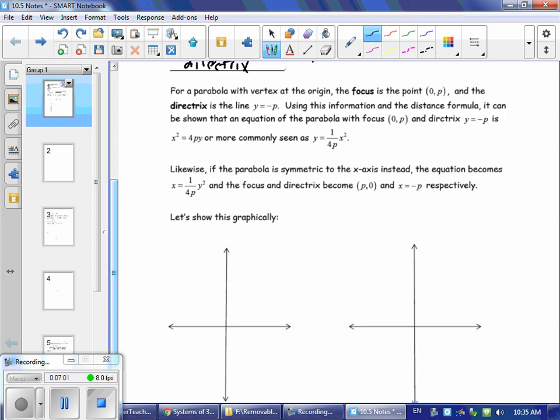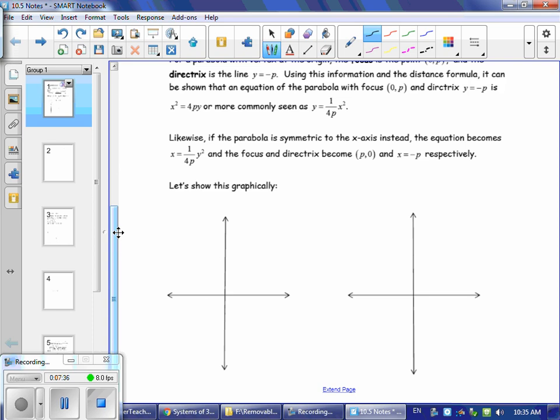That's kind of the equation that's given, more commonly seen as y equals 1 over 4p x squared, where 1 over 4p is going to be the coefficient of x squared. All right. Likewise, if the parabola is symmetric to the x-axis instead, the equation becomes x equals 1 over 4p y squared. And the focus is (p, 0) instead of (0, p), and x equals negative p is going to be the directrix line. All right, so we're going to show these two things graphically to hopefully make more sense.